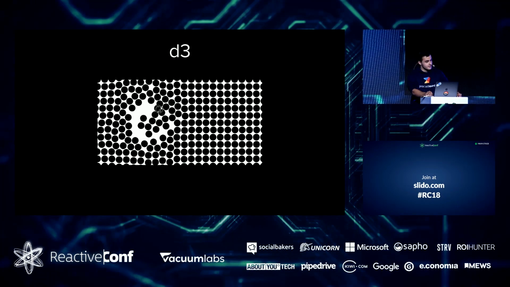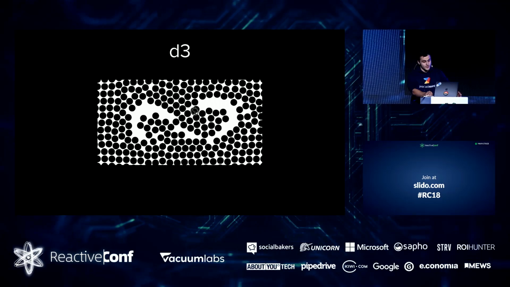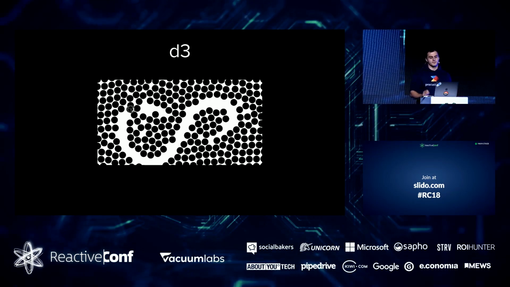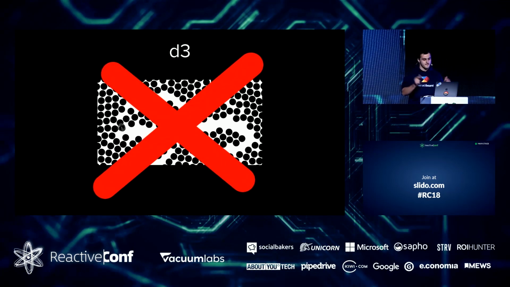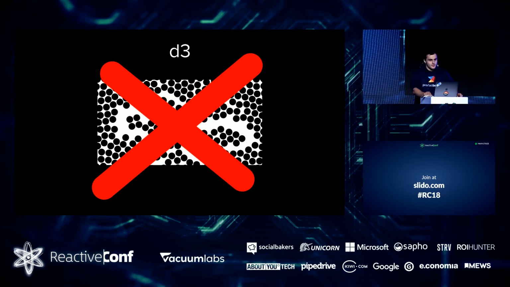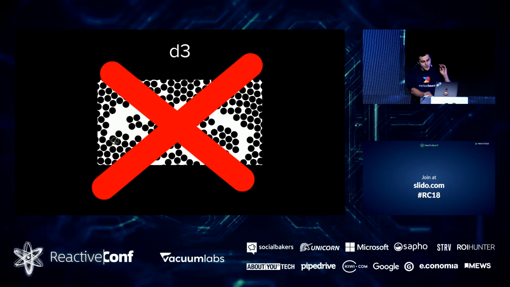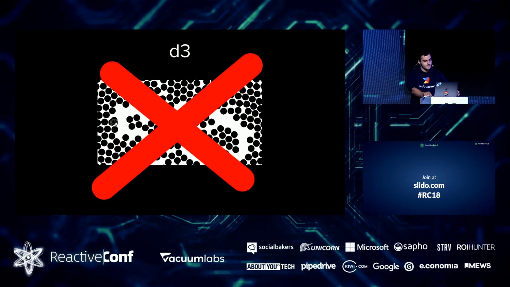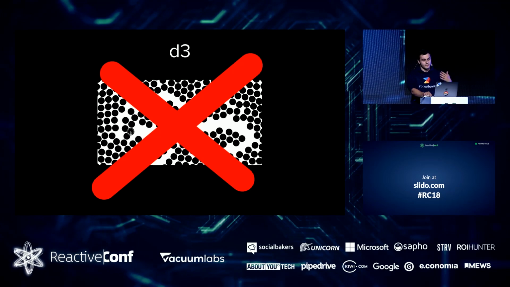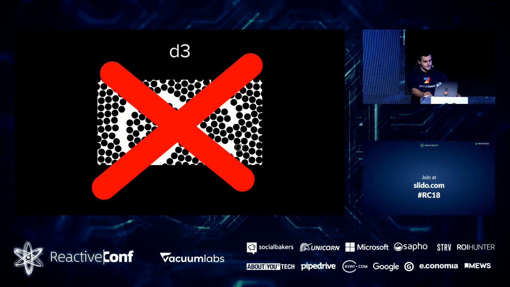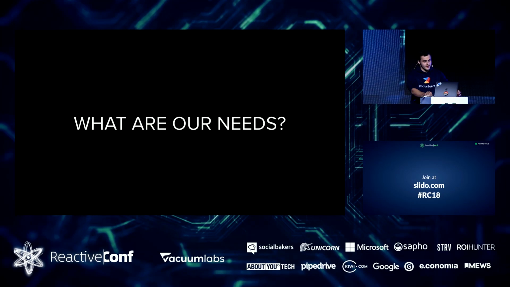We played around with D3, data-driven documents. It's a very powerful technology, but guess what? We couldn't use it. We just didn't feel comfortable introducing a whole new technology into our dev stack. Now, we are React guys, and we want to build things on top of React. So what are actually our needs?